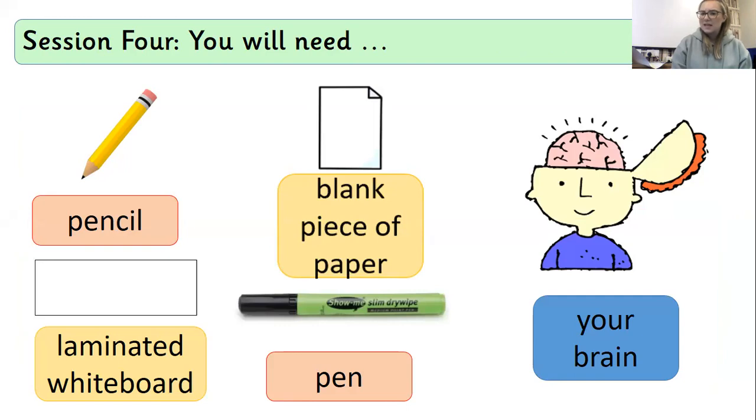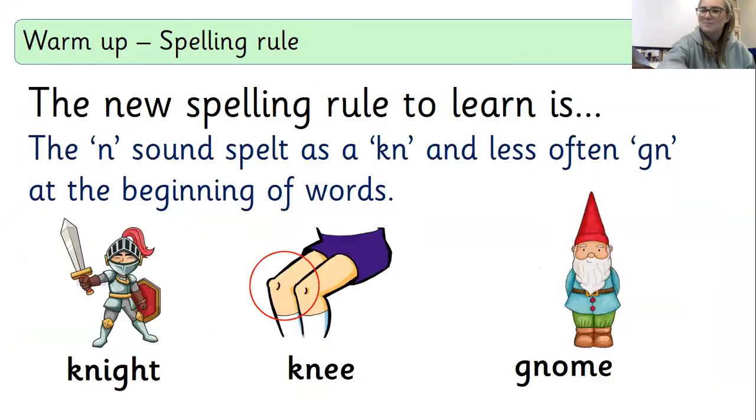These are all the things that you need for today. What I have said is to have maybe a blank piece of paper. It doesn't matter too much, but it might be easier to draw your table on there. So you're going to need a pencil, piece of paper, your whiteboard, pen, and most importantly, that literacy brain turned on, please.